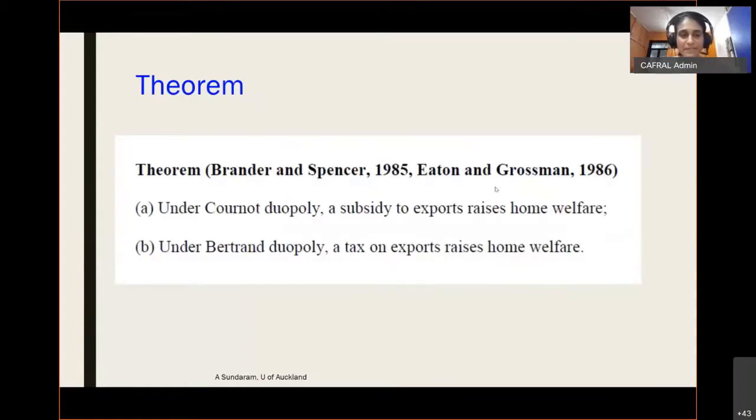So Brander and Spencer show that if it's a Cournot duopoly, a subsidy is good. But if it's a Bertrand duopoly, then subsidy is actually bad. What you need is an export tax. And of course, you can't really have an export tax. It doesn't matter. Okay.